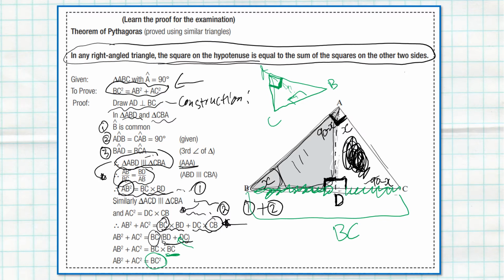Then add equation one and equation two. Take a common factor, replace, and multiply. Then you get your theorem of Pythagoras proved like that. Look at this. We have now proven that AB squared plus AC squared equals BC squared. And this is how we prove this theorem.